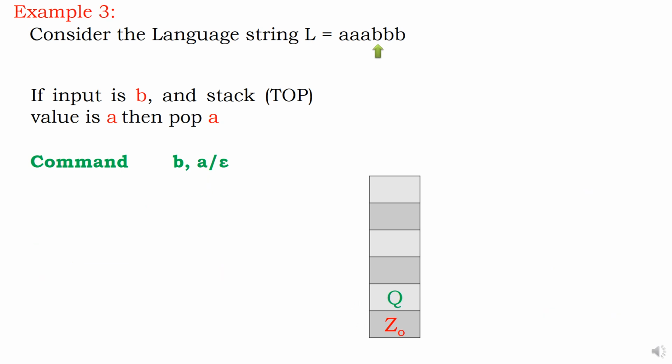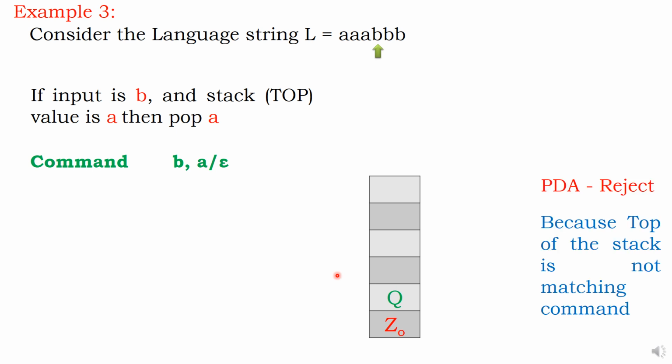Let us see another example. If input is B and top of the stack is A, then you do pop. The command is B, A / epsilon. Why epsilon? Because pop. B, A. Command. Who is B? Input. Accepted. Who is A? Top of the stack. Hello, top of the stack is Q now. Then it won't accept. The PDA will reject. It won't work at all because the top of the stack does not match the command.